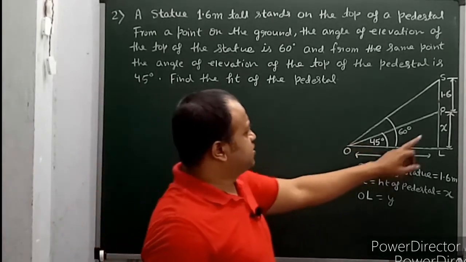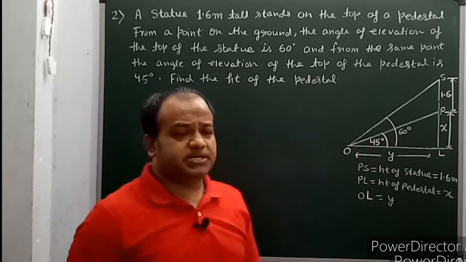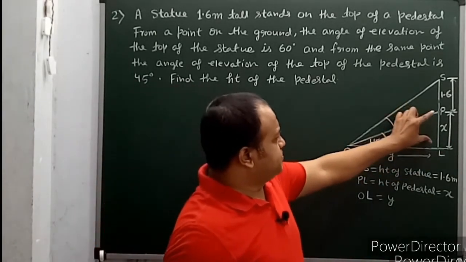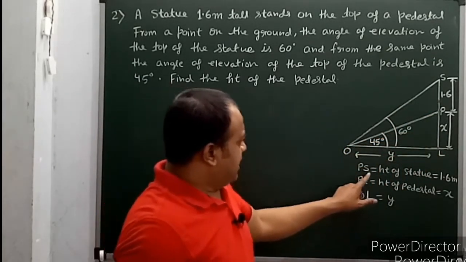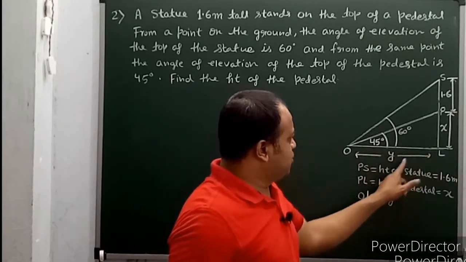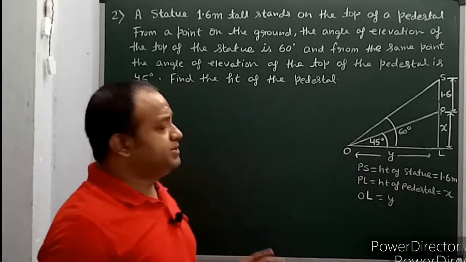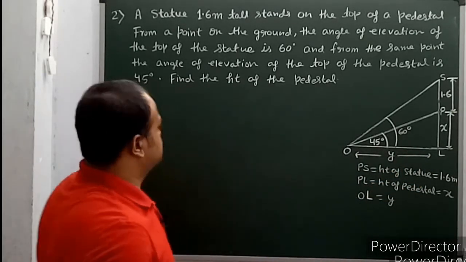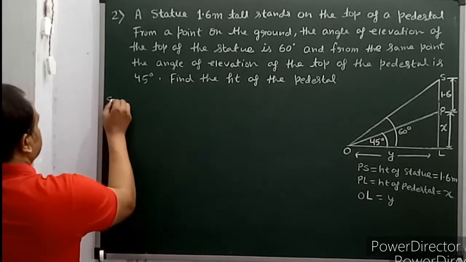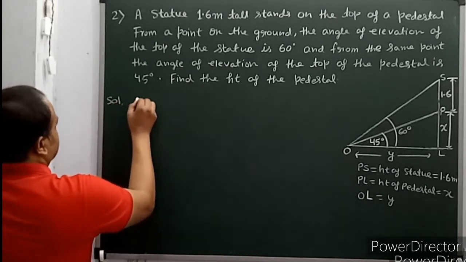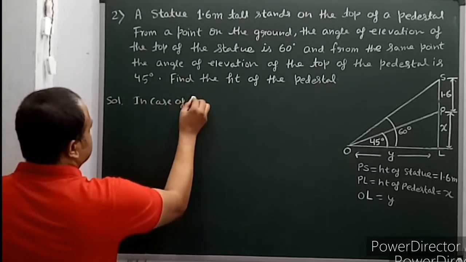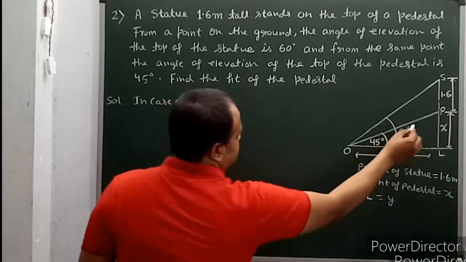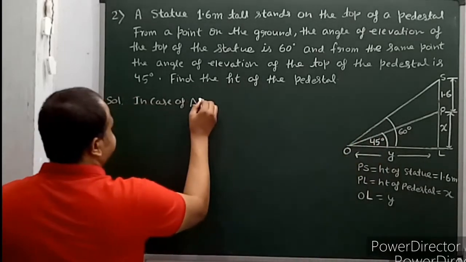Find the height of the pedestal. We have to find the height of the pedestal, that is PL. So let us assume the height of the pedestal PL be x, and let the distance OL be y. Now we will be dealing with both triangles. First we take triangle POL.